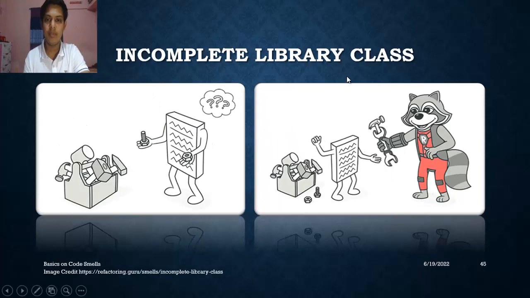We can have incomplete library class. For example, in our code we can find a situation that our libraries are not useful anymore. We have to combine one or two libraries, so we can combine the libraries and use them as we want.